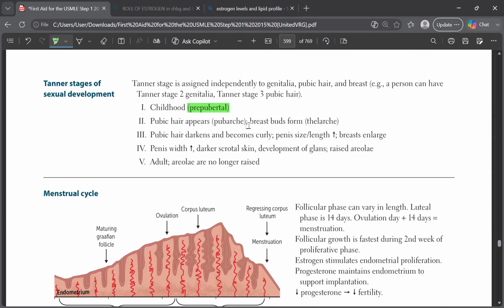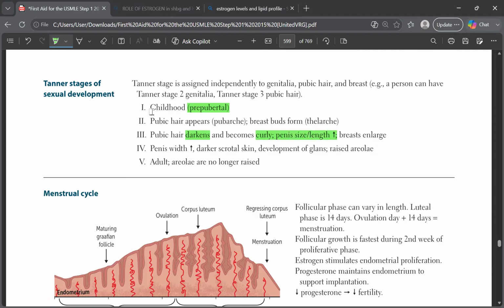This is called pubarche, and breast buds forming is thelarche. So the pubic hair and the breast buds form in the second Tanner stage. In the third stage, the pubic hair darkens and becomes curly, and the penis size or length increases in this stage, and the breasts also increase in this stage.